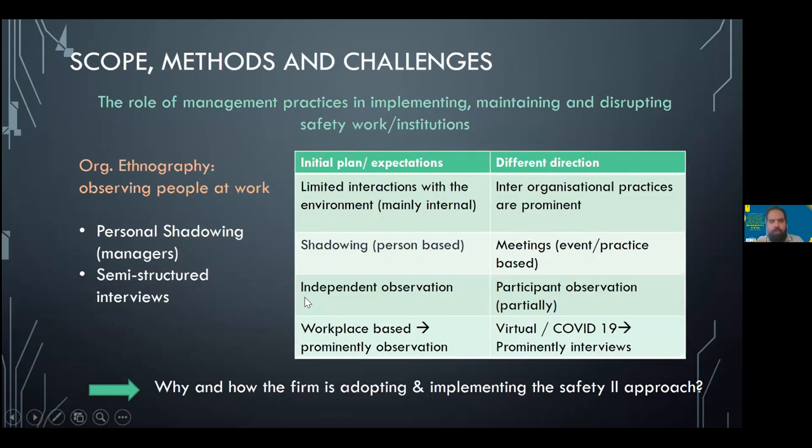So I'm doing an ethnography-based inquiry into the management practices. This was the main scope, the initial scope of my study, a very broad scope.